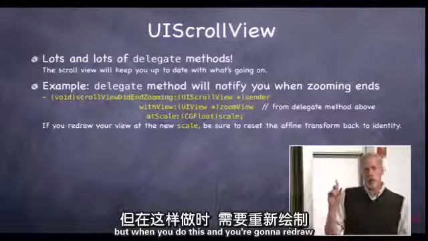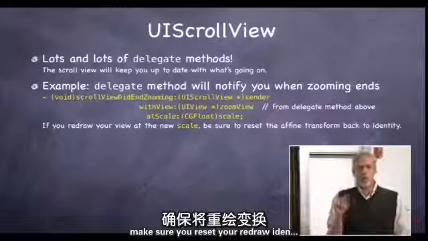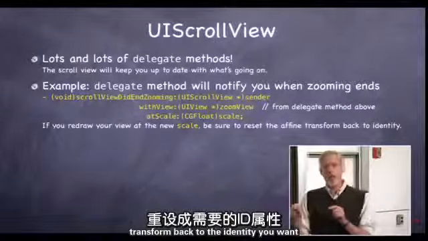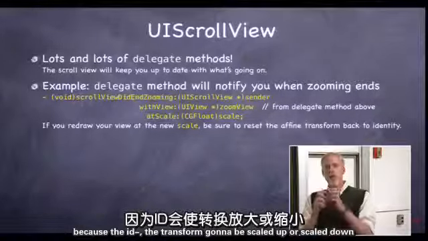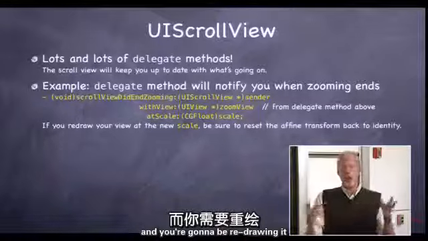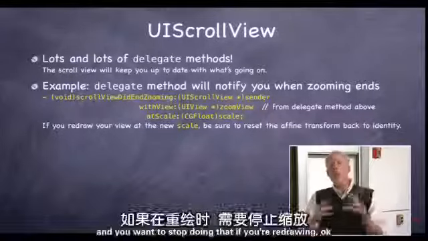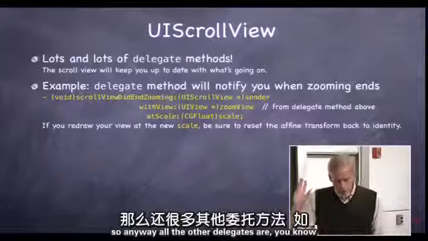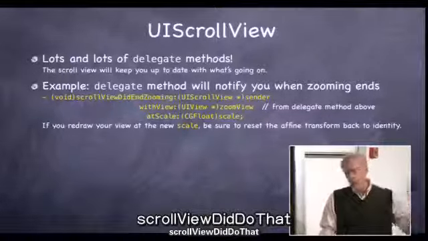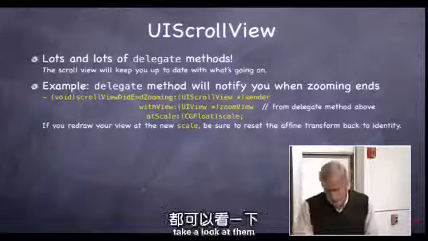But when you do this and you're going to redraw, make sure you set your transform back to the identity one, because otherwise it'll be confused because the transform is going to be scaled up or scaled down, and you're going to be redrawing it. It's going to scale the bits up and down. You want to stop doing that if you're redrawing, okay? So anyway, all the other delegates are, you know, scrollViewDidDo that, willDo this, shouldDo that. Take a look at them.